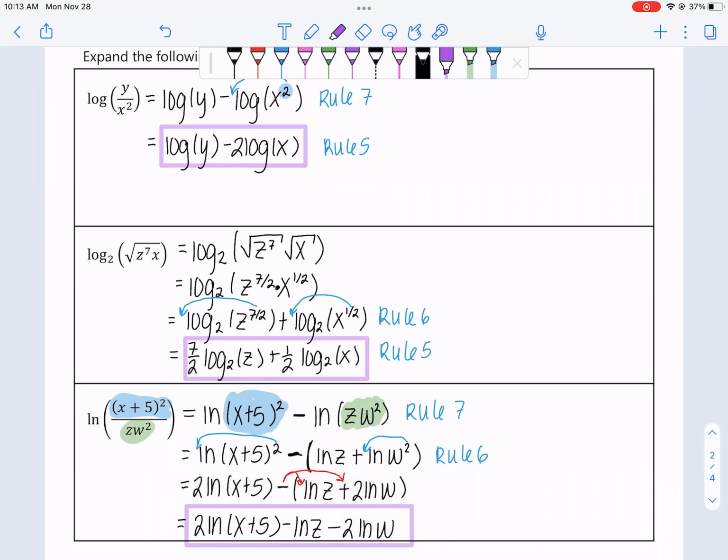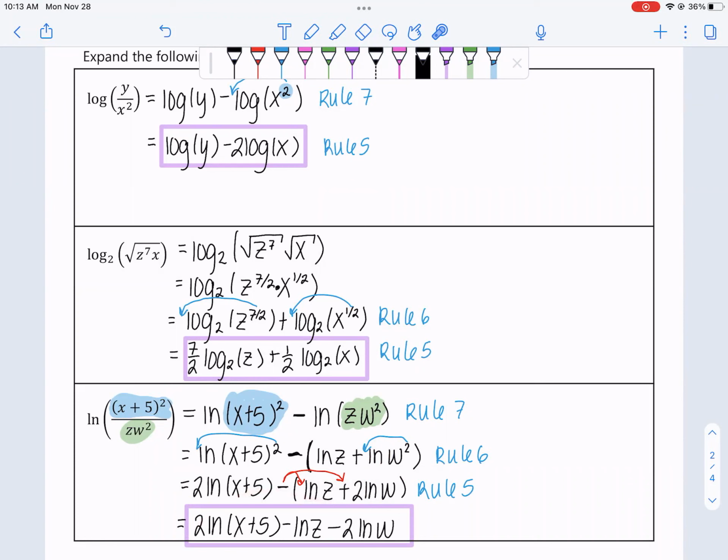Bam. This was rule 5 here, where taking down the exponents is rule 5. So from here to here, we applied rule 5. From here to here, we applied rule 7. From here to here, we applied rule 6.